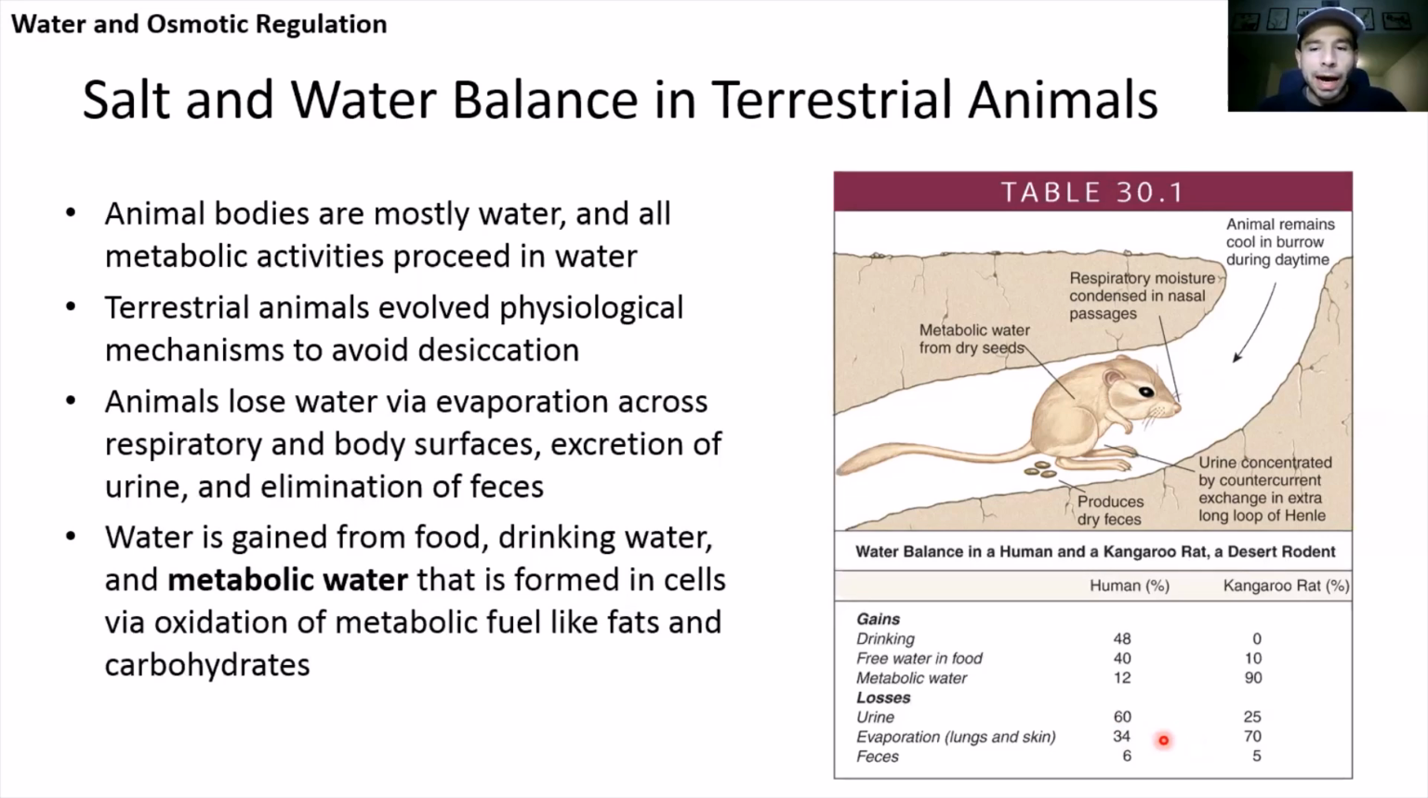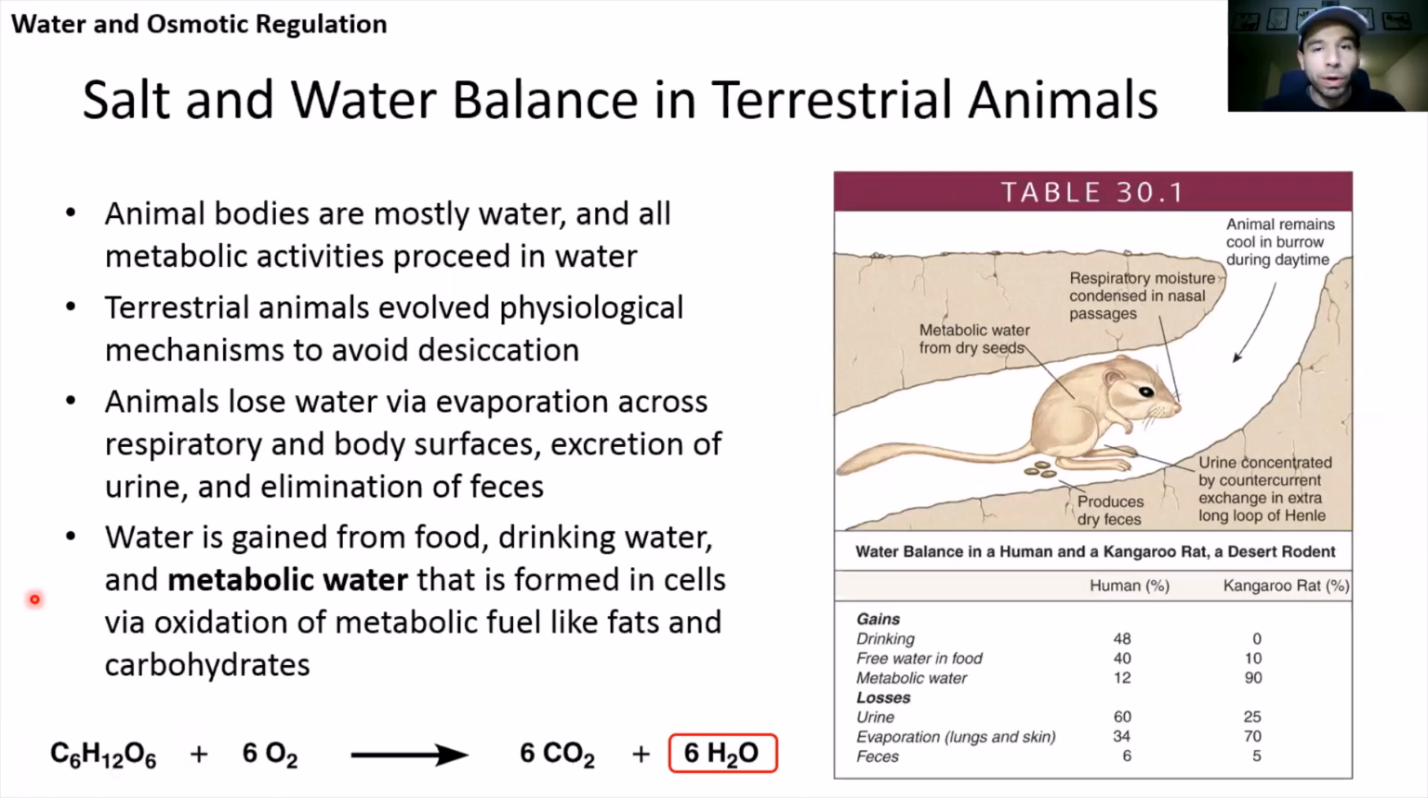Let's talk about how humans and kangaroo rats gain water. Of course, for us humans, we drink most of our water and we gain some water in food. We also gain some water as metabolic water. What is that? What is metabolic water?